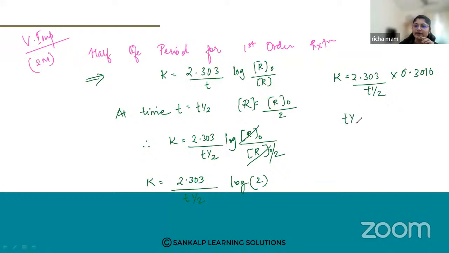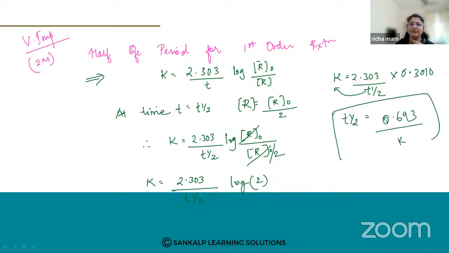So what we have to find? We have to find the T half. So T half, just transfer here. So 2.303 into 0.3010, how much is it coming? Just see. 2.303 into 0.3010, it is 0.693 by K. So this is your T half value, that is the half-life period for first order.